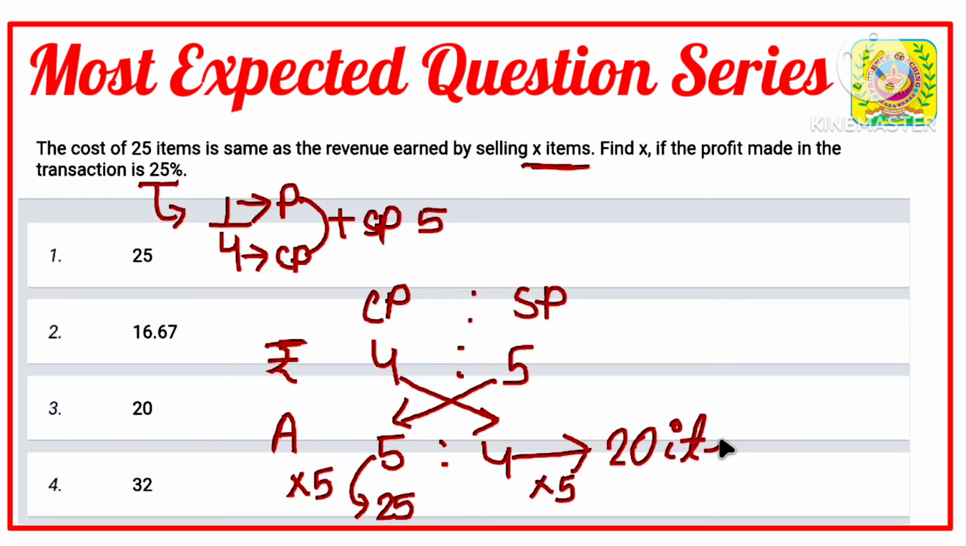So if you buy 25 items, whatever money you need to pay will be equal to the selling price of 20 items if the profit is 25%. And you were asked to find out the value of X. So your answer will be option number 3.